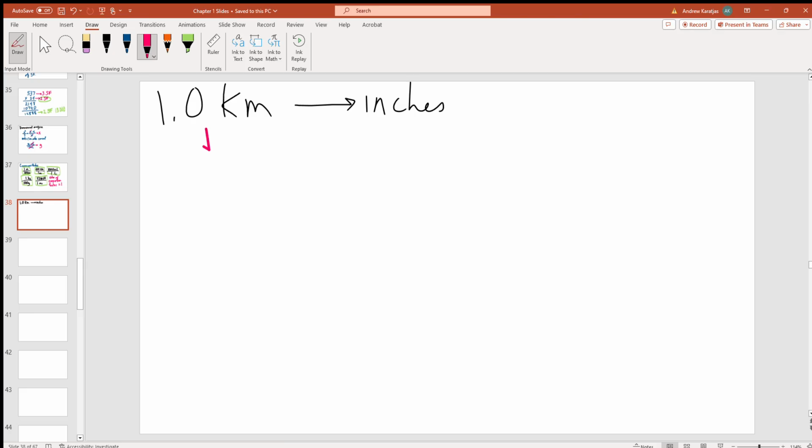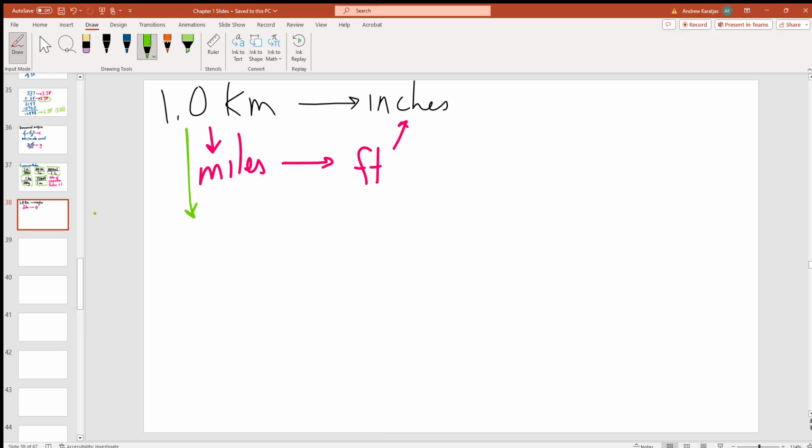For example, we could go from kilometers to miles, miles to feet, feet to inches. We could go from kilometers to meters, meters to centimeters, centimeters to inches. And there's many other paths you could take as well. Any of them will get you to the exact same answer. But let's go through and do both of these.